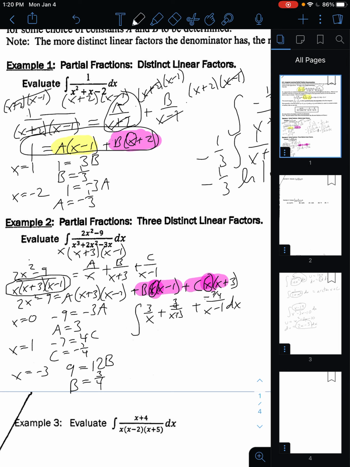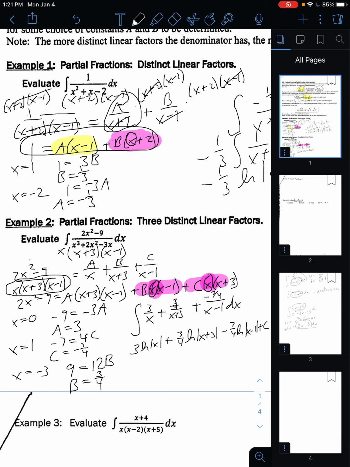And anytime you're integrating and you just have an x, like a linear thing on the bottom, it's always natural logs. That first one would be 3 natural log absolute value of x. The next one would be 3/4 natural log absolute value of x plus 3. And then it would be minus 7/4 natural log absolute value of x minus 1 plus c. So the answers look pretty gross, but at least having this process or this method allows us to actually integrate. Isn't it swell?